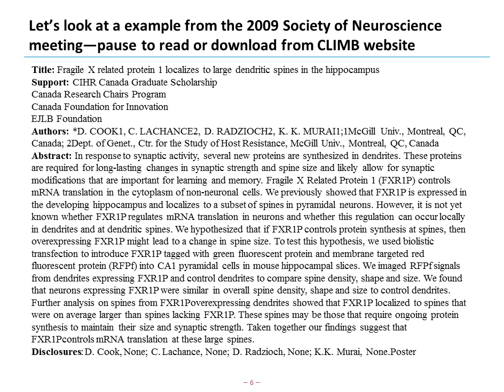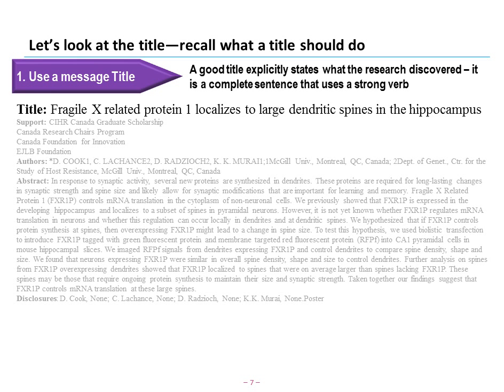So, let's look at an example from the 2009 Society of Neuroscience meeting. You can pause the video here to read this abstract, or you can download it from the CLIMB website. First, let's look at the title. Remember, a good title explicitly states what the research discovered. It's a complete sentence that uses a strong verb, and that's what we have here. Fragile X-related protein 1 localizes to large dendritic spines in the hippocampus.